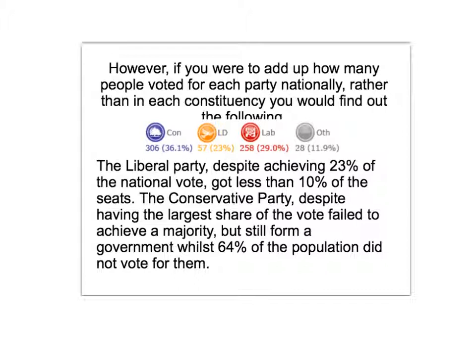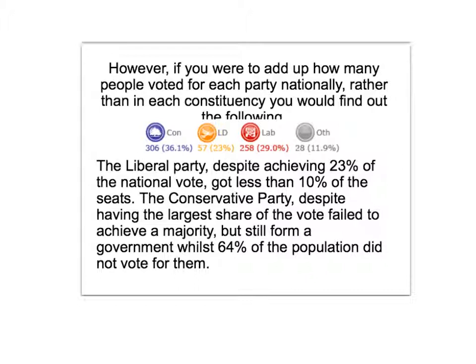The Liberal Party, despite achieving 23% of the national vote, got less than 10% of the seats, because that's the way that the British voting system works. The Conservative Party, despite having the largest share of the vote, failed to achieve a majority, but they still form a government, whilst 64% of the population did not vote for them.